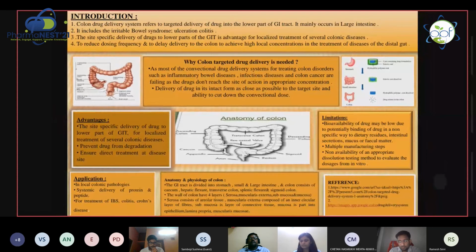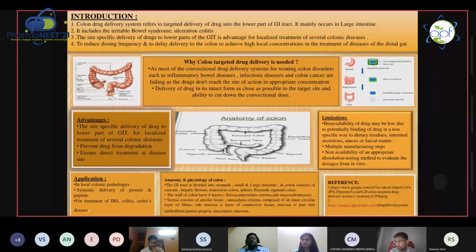And we also have to know why we need to target the drug delivery system, because most conventional drug delivery systems are used for treating colon disorders such as inflammatory bowel disease syndrome and colon cancer, and also for the delivery of drug in its intact form, as close as possible to the target site, with the ability to cut down the conventional doses.